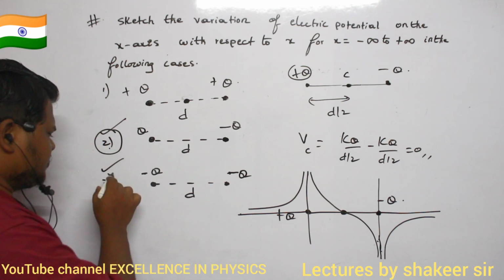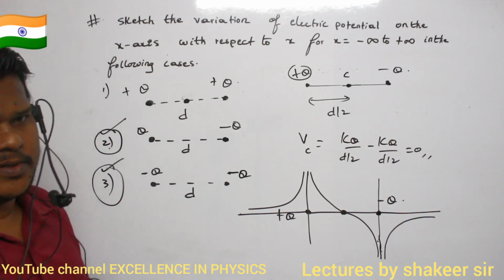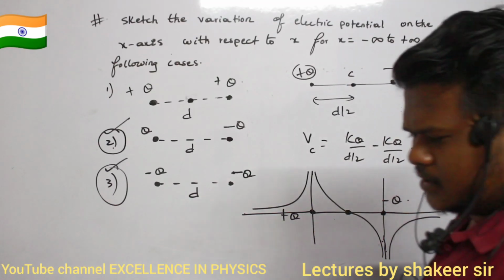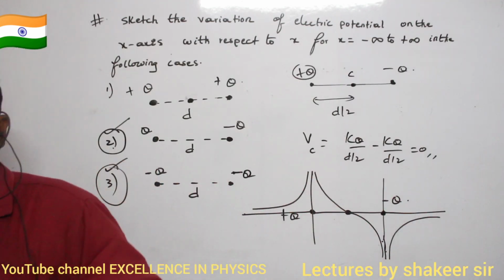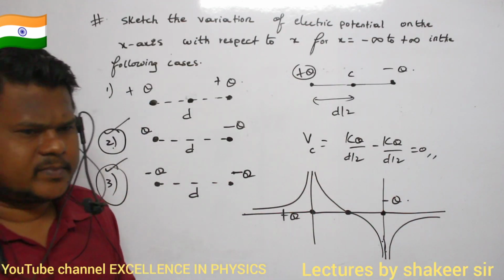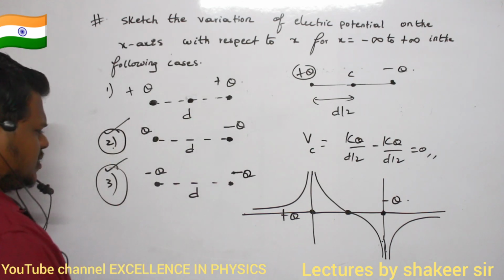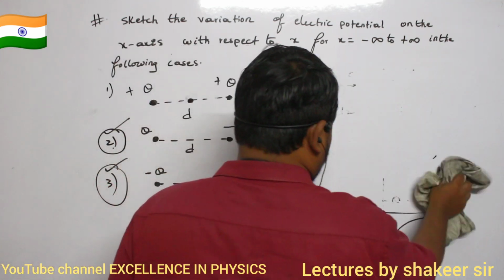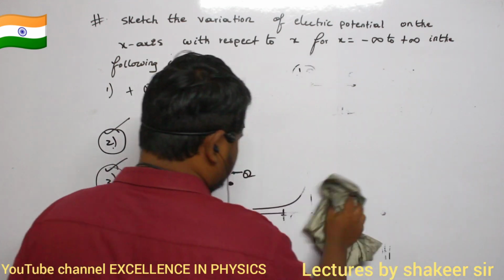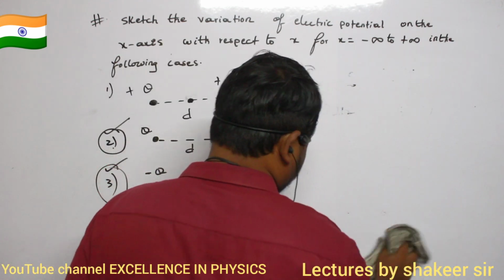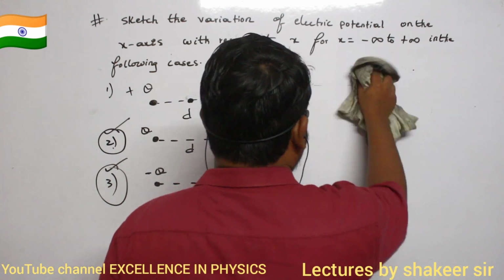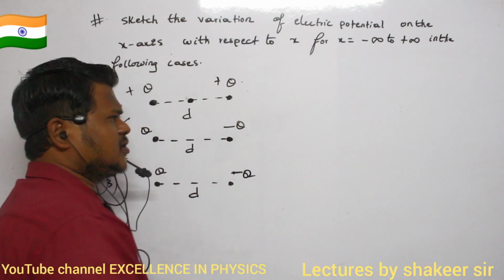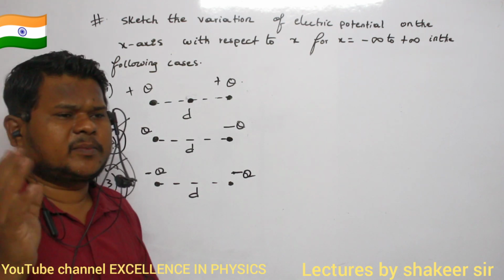Now can't you draw the graph of the third one? Come on, try to draw. For the third condition it is very simple, both charges are negative charges only. So how can I draw a graph? Again at the center of these two charges, what will be the potential? Definitely potential will be 0. No, potential will not be 0. Potential will be minimum, that's all.